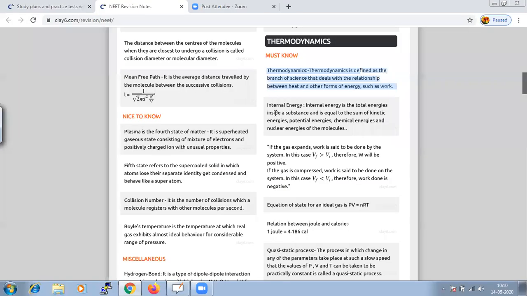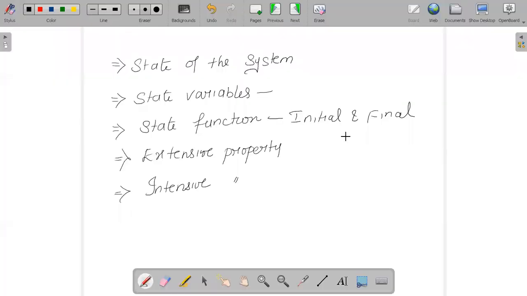So here we should know what internal energy is. Internal energy is the total energy inside a substance, equal to the sum of kinetic energy, potential energy, chemical energy, and nuclear energy. Overall, the total energy inside a particular substance is internal energy, and it is an example of an extensive property.